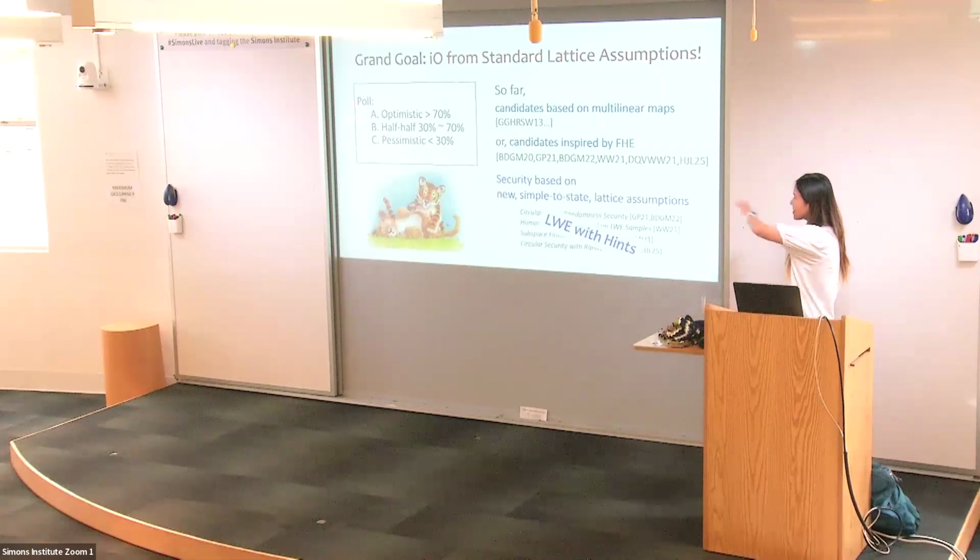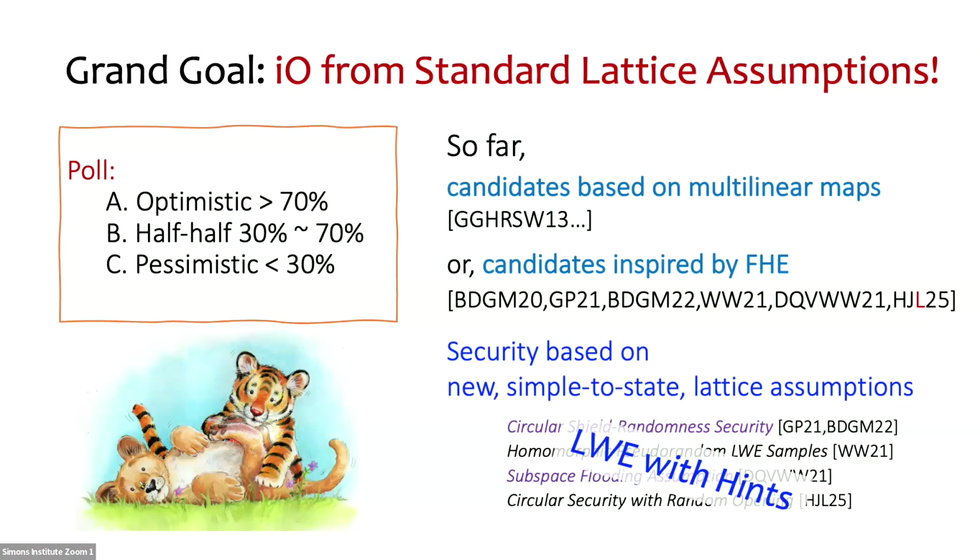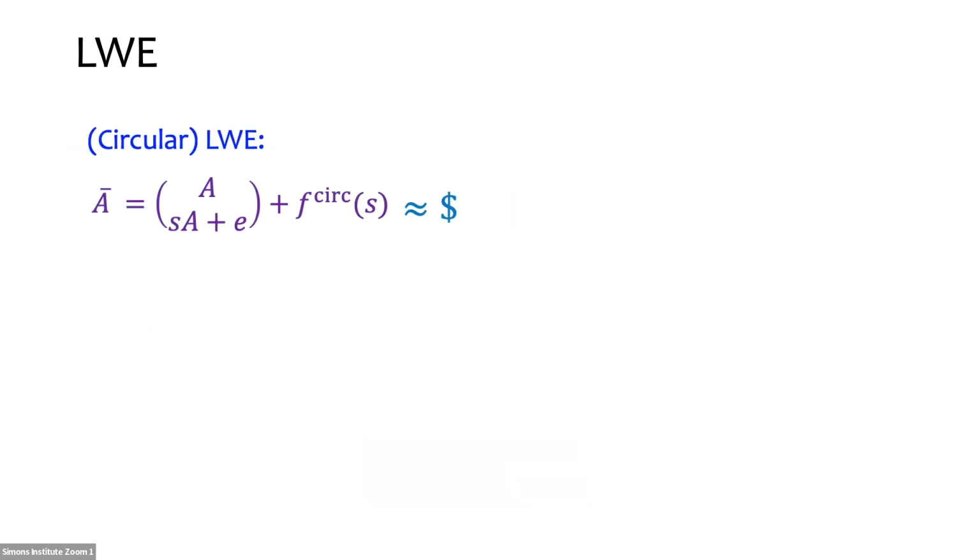So this shows us that we really need to have room to play, because we're so far from the answer, we have no idea. Our answer is no better than a random guess. So we need room to play so that we can fail and learn from our failures, right? Particularly, in the more recent line of FHE-inspired candidates, the works have put in effort to formulate new simple-to-state lattice assumptions that can provably imply I/O. And all of these assumptions belong to this class of LWE with hints.